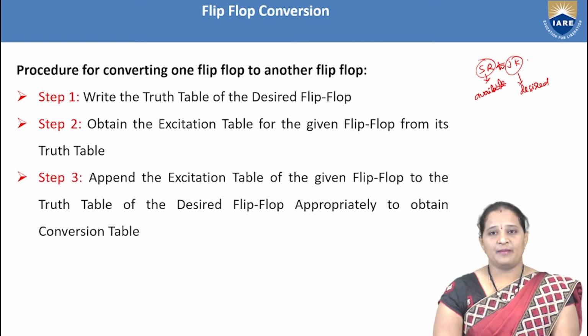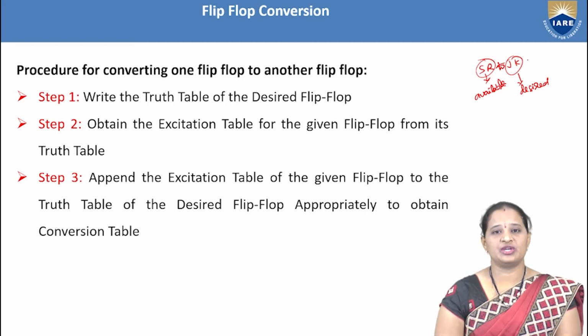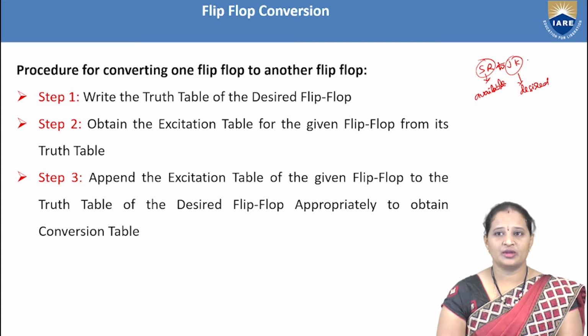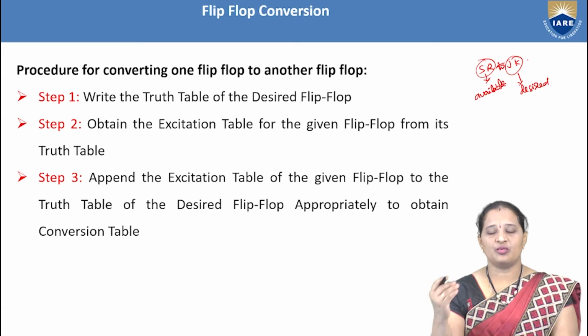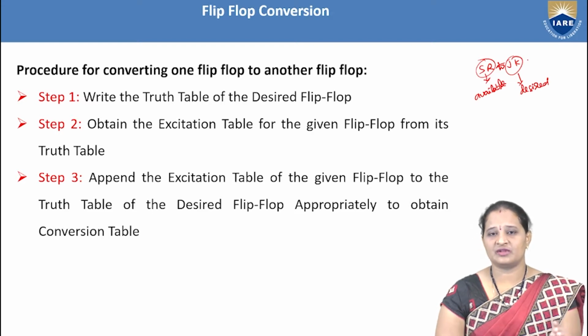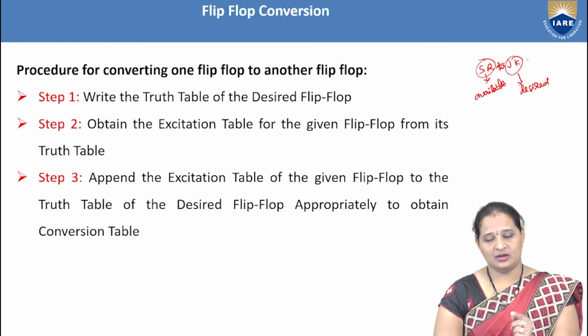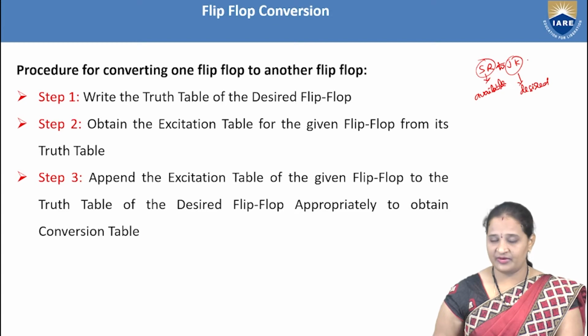Next, step 3, append the excitation table of the given flip-flop to the truth table of the desired flip-flop appropriately to obtain the conversion table. So, by using the excitation table of the available flip-flop and the truth table of the desired flip-flop, we are going to get the conversion table. How to get the conversion table? Append the excitation table of the given flip-flop with the truth table of the desired flip-flop.